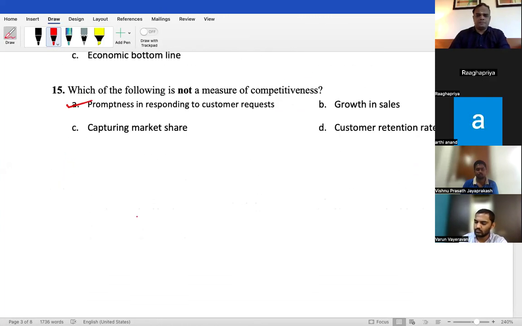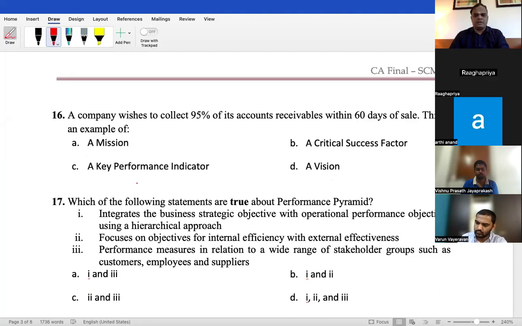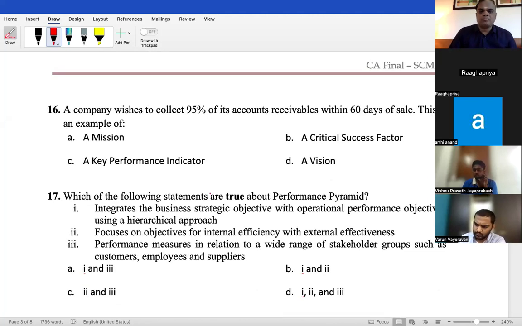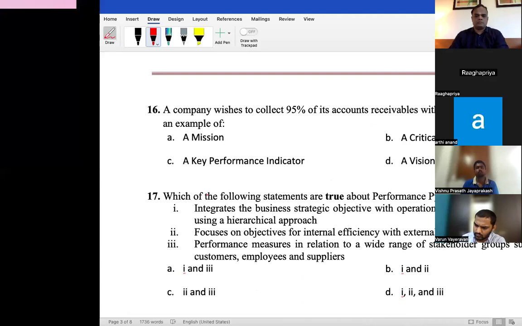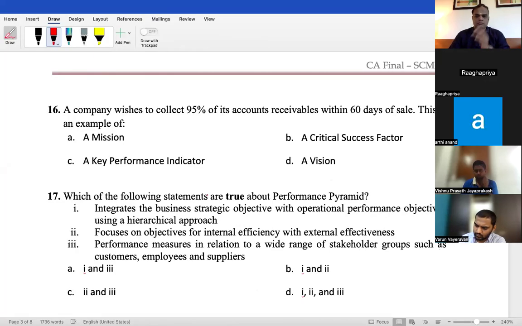Question 16. A company wishes to collect 95% of its accounts receivable within 60 days of sale. This is an example of option A, mission; option B, critical success factor; option C, a key performance indicator; option D, a vision. Collect 90% of the accounts receivable within 60 days. It is a key performance indicator, because we can measure it.